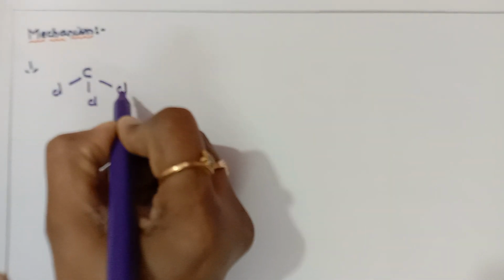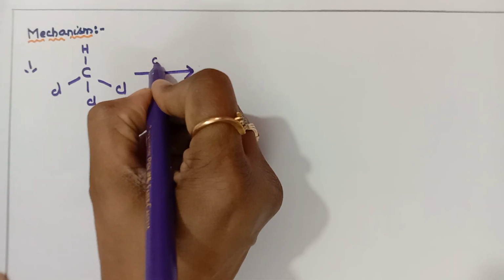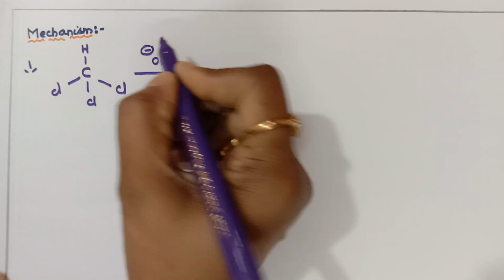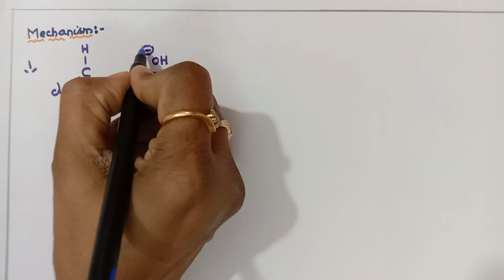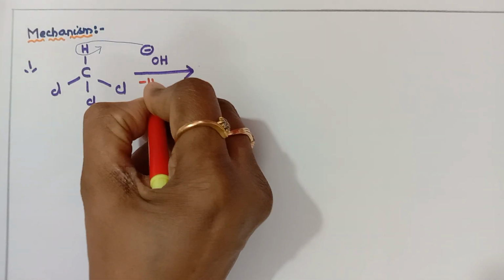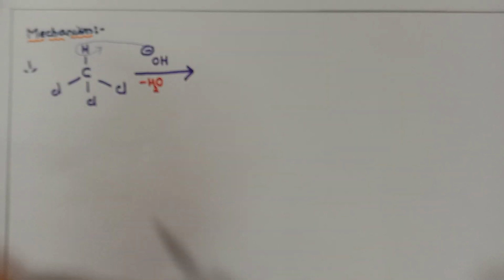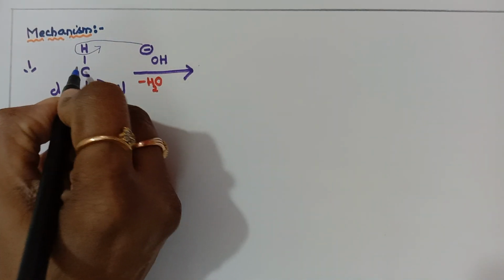So first step, here in the first step what happens? Chloroform, CHCl3, right? 3 chlorine atoms and 1 hydrogen atom, in the presence of OH minus. So what happens? This OH minus takes up hydrogen as H plus. So OH minus and H plus will be removed as H2O. And next, these 2 electrons which are present in between carbon and hydrogen will be shifted towards carbon.